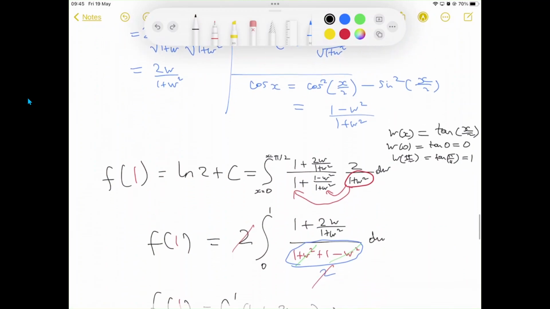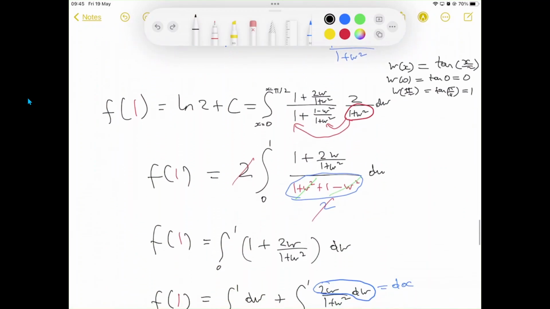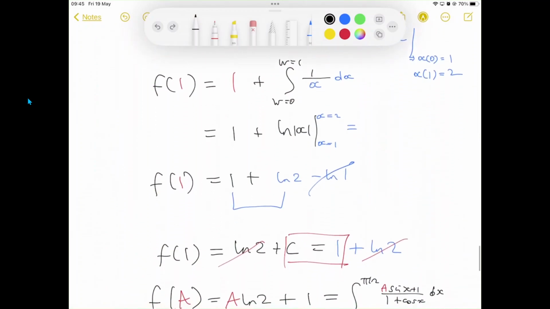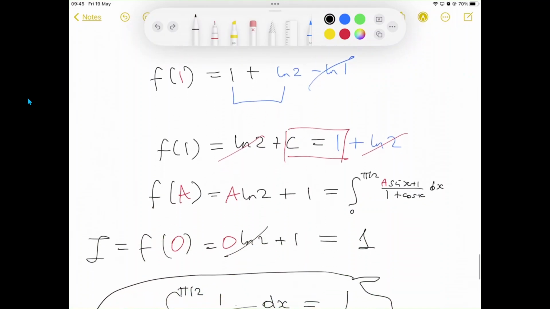Now, after working out that integral to be ln of 2 plus 1, we could conclude that c, our constant of integration, was equal to 1. So I could rewrite our f of a in terms of a, and c was just 1. So now we were only dealing with one unknown, basically. And then all I had to do was substitute a equals 0 to get our original integral back, and I got 1.